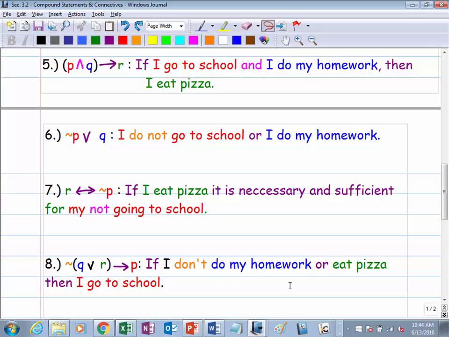Well, let's see. I guess the comma maybe would be kind of clear, you know, because it's saying all of this or this, you know. So.